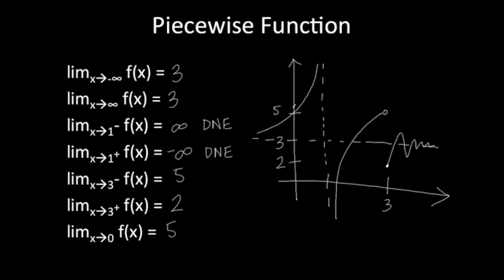This function is continuous at x equals 0. So I think it's pretty clear that the limit as x approaches 0 is equal to 5.